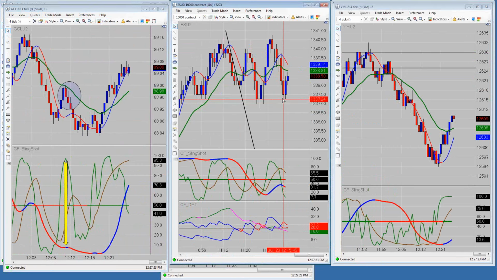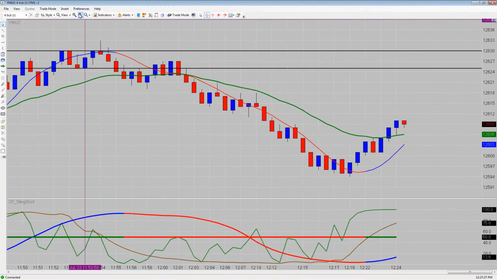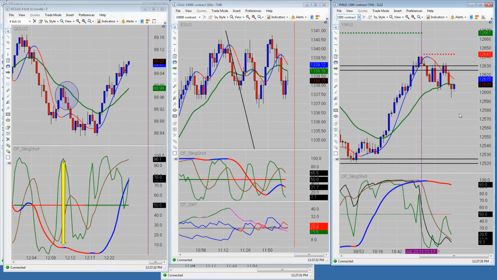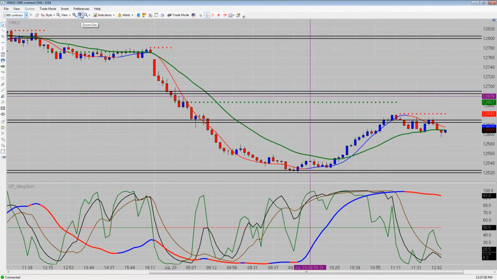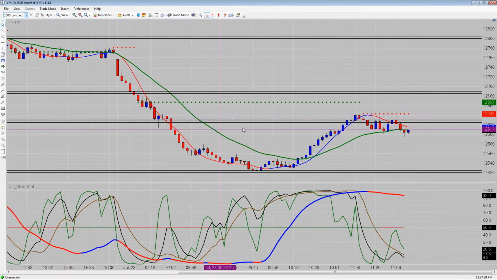Let's see. Now, I've done the NQ and the crude. I'll show you the YM. And now the thing about the YM, guys, is, well, let me show it to you over here on the 1500 contract. I didn't take any trades on the YM. All the same setups that we just showed you on the NQ and on the crude, the same exact stuff happens on the YM 4-tick range.